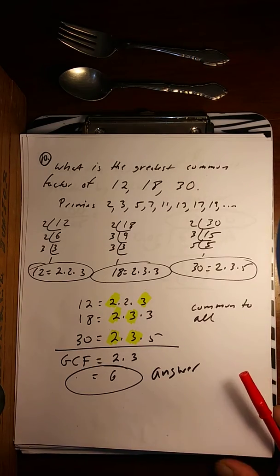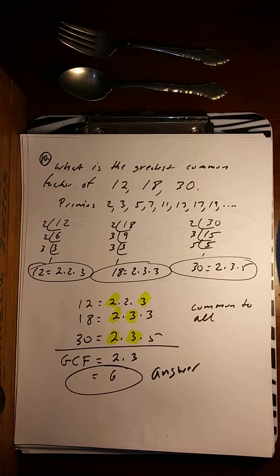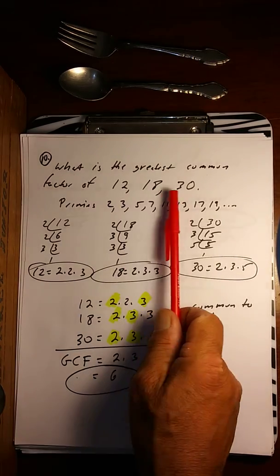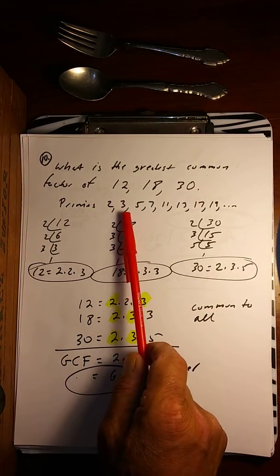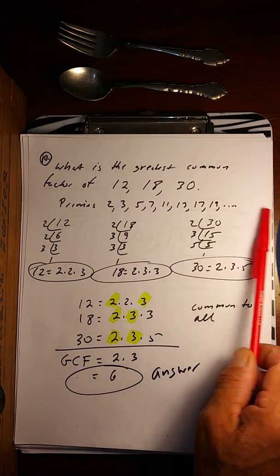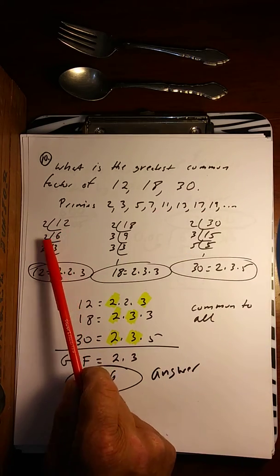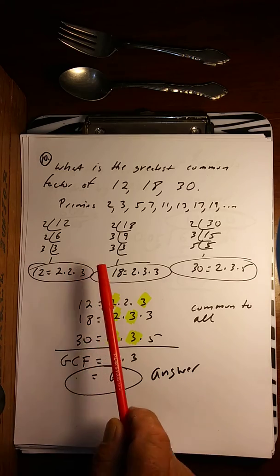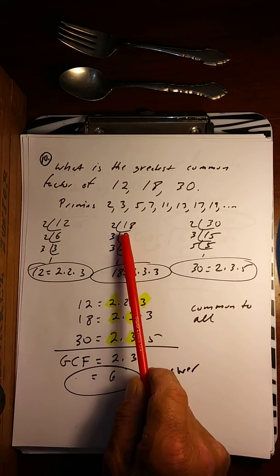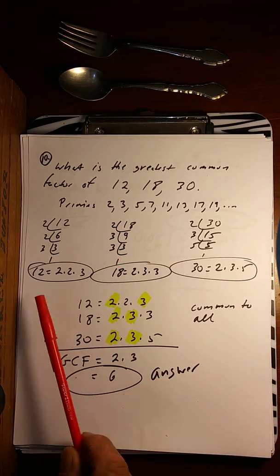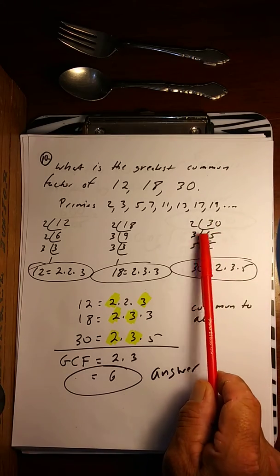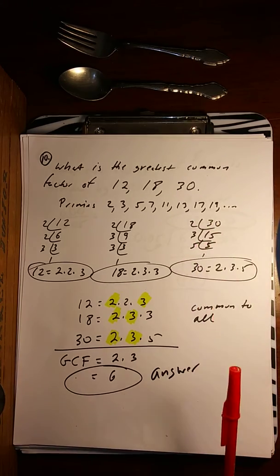What is the greatest common factor? Okay, 12, 18, and 30. So prime numbers 2, 3, 5, 7, 11, 13, 17, 19, and so on. 2 divides 12, 6. 2 divides 6, 3. 3 divides 3, once. 2 divides 18, 9. 3 divides that, 3 divides that. And 2 divides 30, 15. 3 divides that, 5. 5 divides that, once.